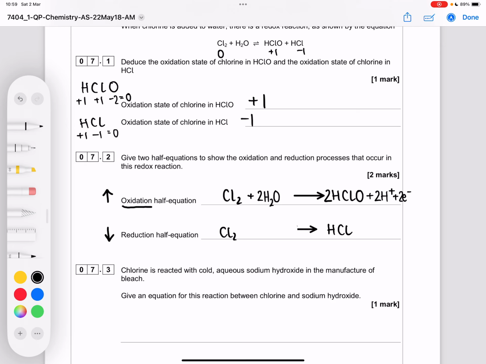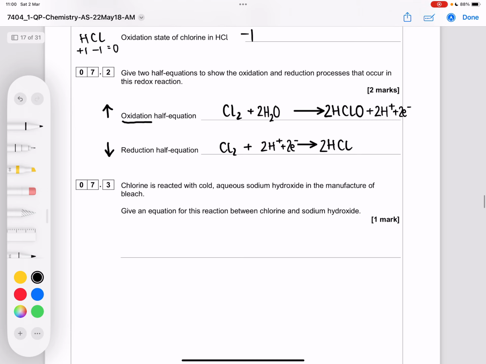We're going to repeat that process here. We need to balance the chlorines first. There's no oxygens, so we don't need to add water, but we will need to add acid to balance the hydrogen ions with the hydrogen. And then we balance the charge with electrons. So we've written 2 half equations.